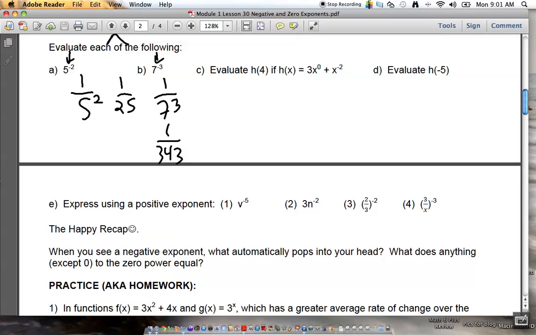Okay, I think we're running a little low on time. H of 4, so this is going to be 3 times 4 to the 0 plus 4 to the negative 2. Now, order of operations says do your exponents first. What's 4 to the 0? 1. 1 times 3 is 3. So the first part's 3. Negative exponent, reciprocal, 1 over 16. So the answer is 3 and 1/16.